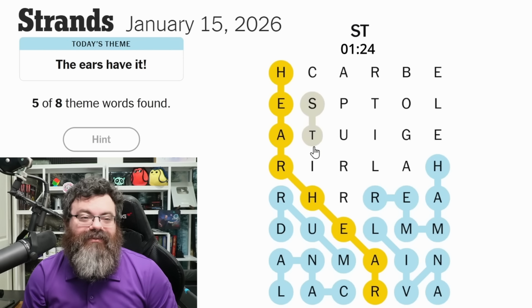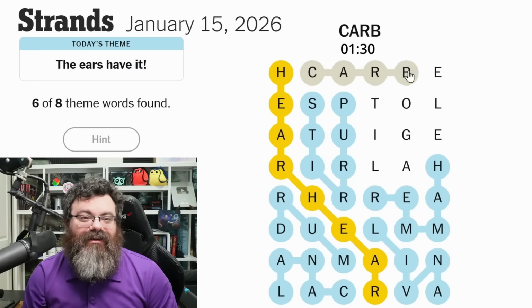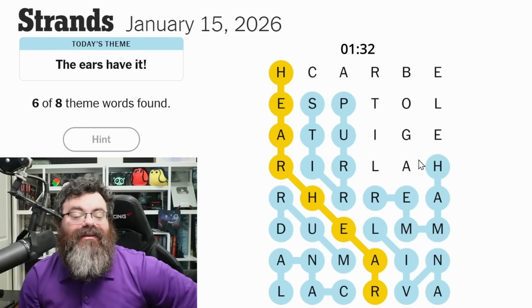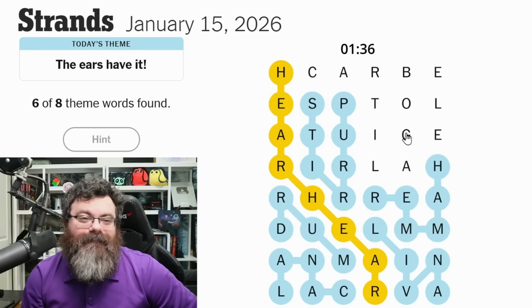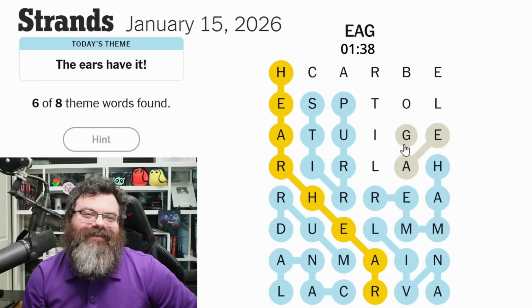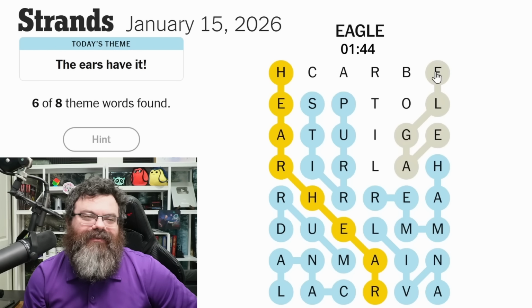the stirrup, and the car? Maybe I don't know this one. Carble. Shoot, I may not know the other ones. Let's see if I can figure it out. The eagle. Spelled weird. The eagle not spelled weird. Oops. Litabrock. Carp.